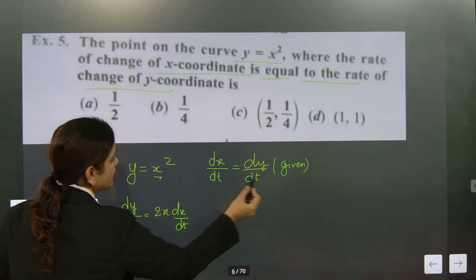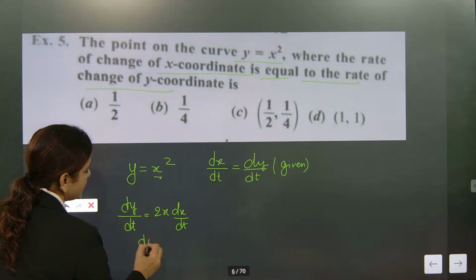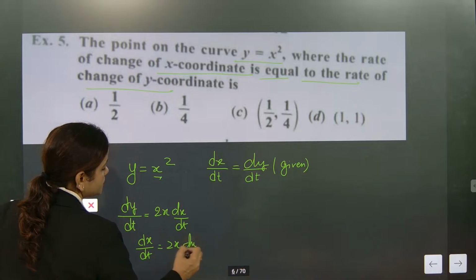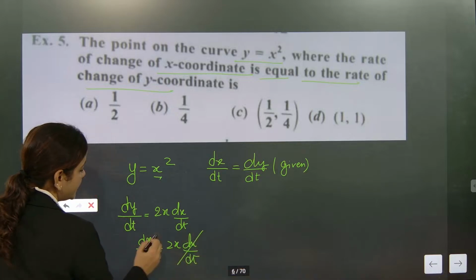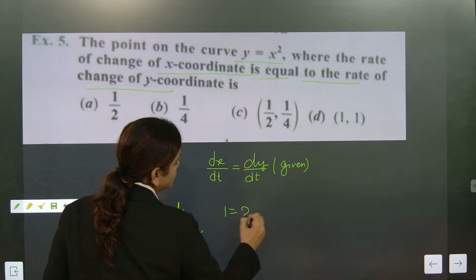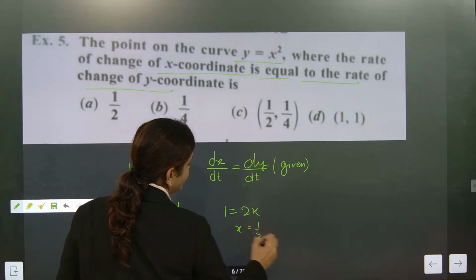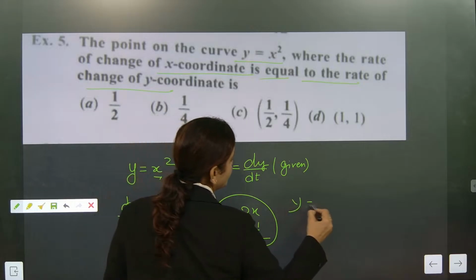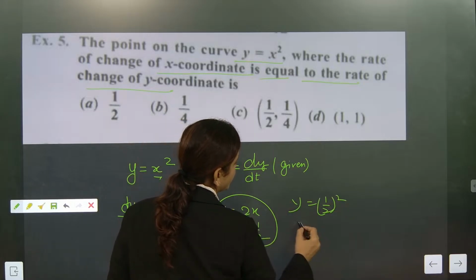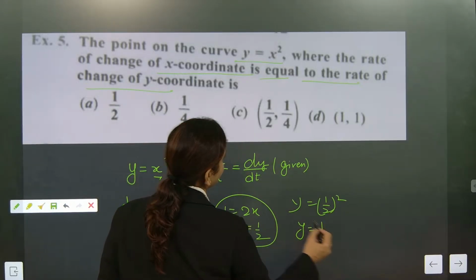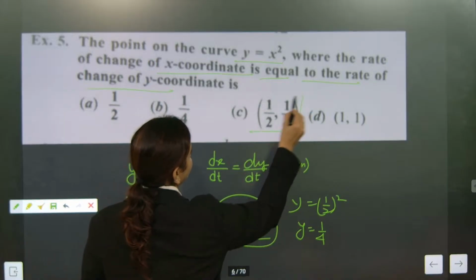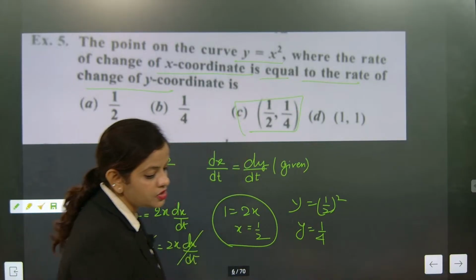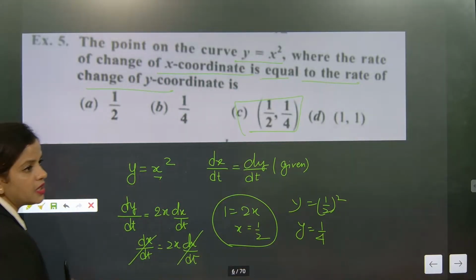Now since dx by dt is given, instead of dy by dt, can I write dx by dt is equal to 2x dx by dt? So this and this get cancelled. So 1 is equal to 2x, so x is equal to 1 by 2. Substitute here: y will be equal to 1 by 2 whole square, so y will be equal to 1 by 4. So 1 by 2 and 1 by 4, option is C. Very good, Mihan, absolutely correct.